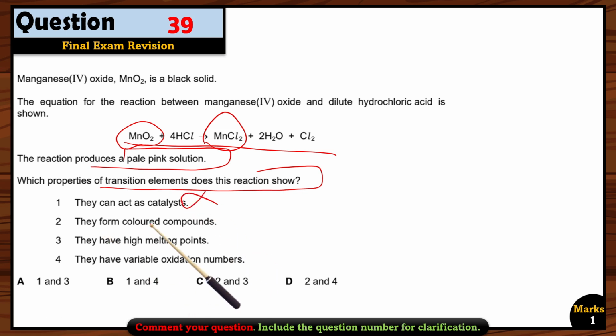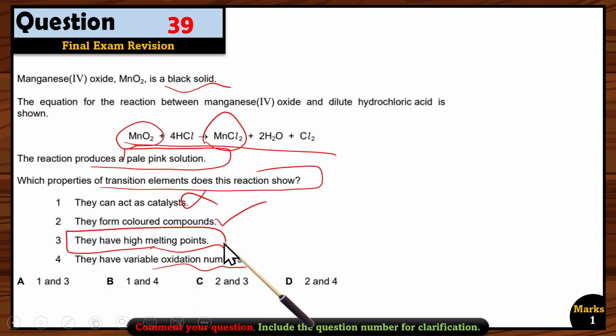Now let's see. They form colorful compounds. Yes, colorful compounds can be the right option, because if you see, the reaction produced a pale pink manganese chloride solution. Before it was a black solid, right? So this option is right. They have high melting points and they have variable oxidation states. Variable oxidation state is a right option over here. They have high melting points. This option is not shown in this reaction.